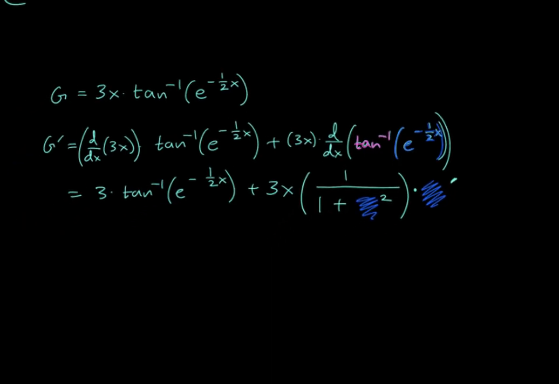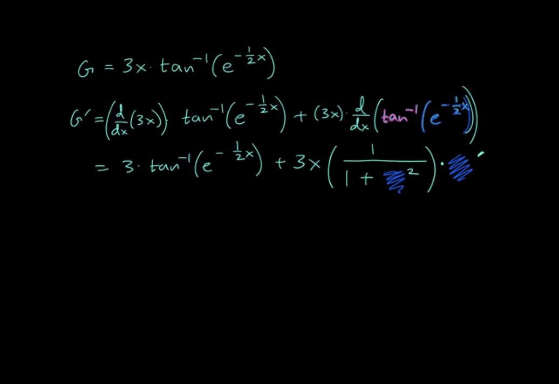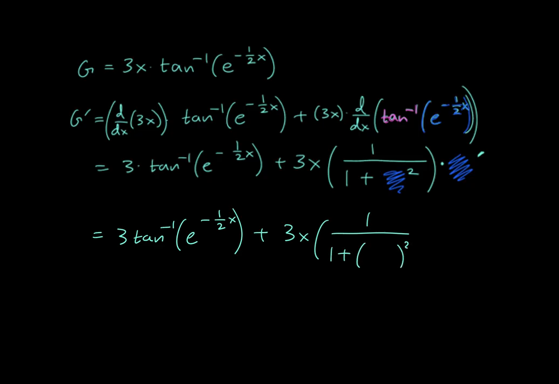Okay, so fixing things up here, this is the same thing as 3 times the arctangent, or the inverse tangent, of e to the negative 1/2 x plus 3x times 1 over 1 plus, but what am I going to plug in right here? That's going to be e to the negative 1/2 x. That is the blue thing. But then I have to multiply by the derivative with respect to x of e to the negative 1/2 x.